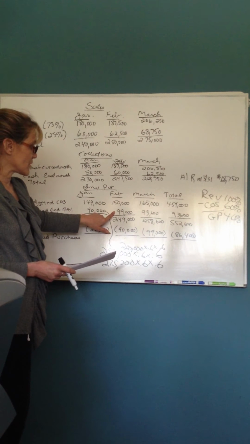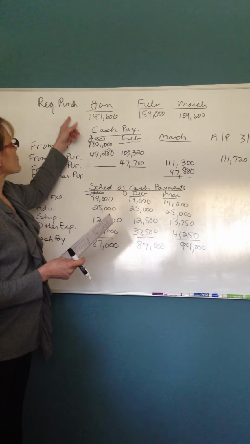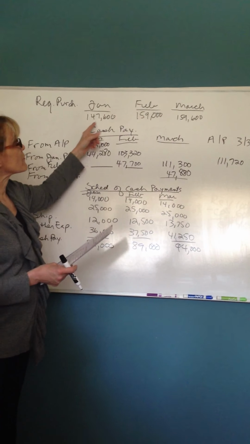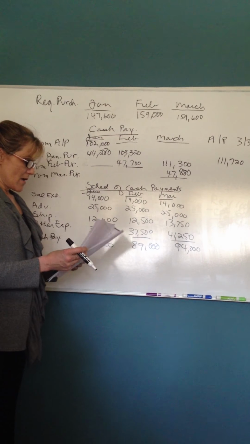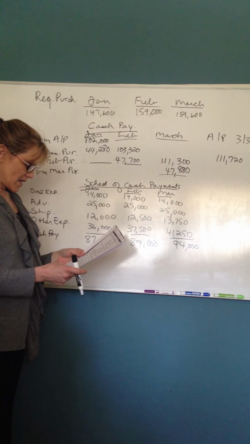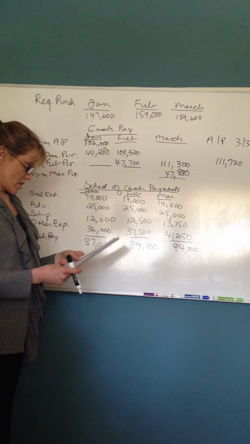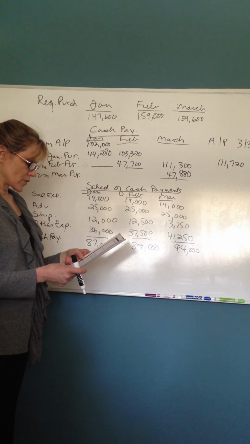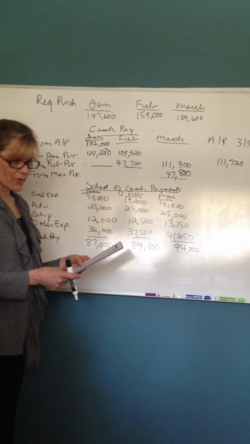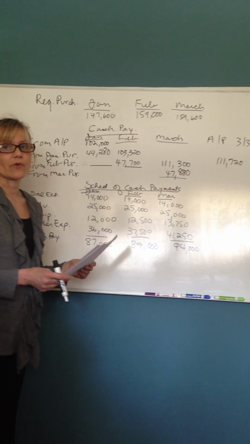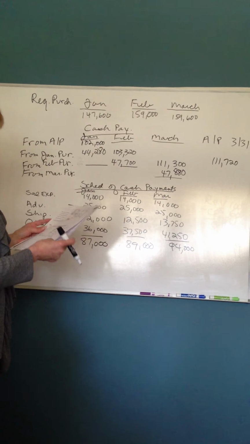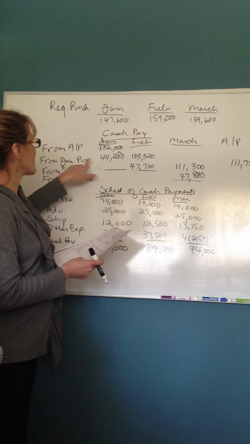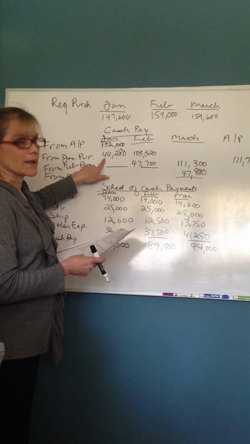Okay, now we're going to go over our cash payments. I put up the required purchases that we just determined for January, February, and March. If you go back to page 13, number 6, they tell us 30% of a month's inventory purchases are paid for in the month of purchase, remainder is paid for the next month. So, if we took the 147.6 from January and multiplied that by 30%, we would get 44,280.